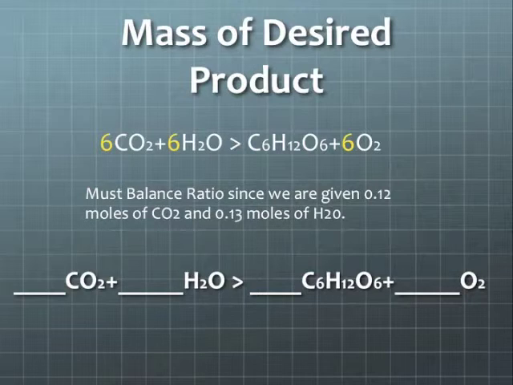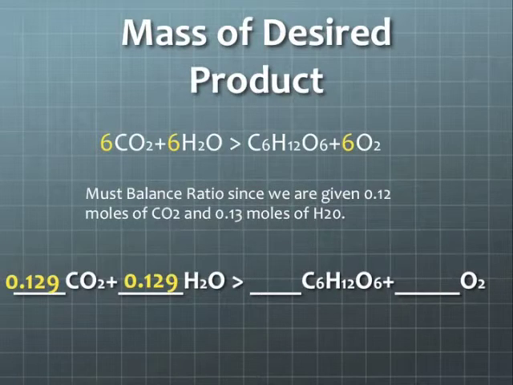So now going on to calculating the mass of the desired product, which is glucose or C6H12O6, we need to balance the ratio of the amount of reactants we were given and the ratio of the products. Since we have a limiting reagent of CO2, we need to shorten the amount of H2O to make it the same as the amount of CO2 because of the 6:6 ratio. So we take off 0.001 moles of H2O.